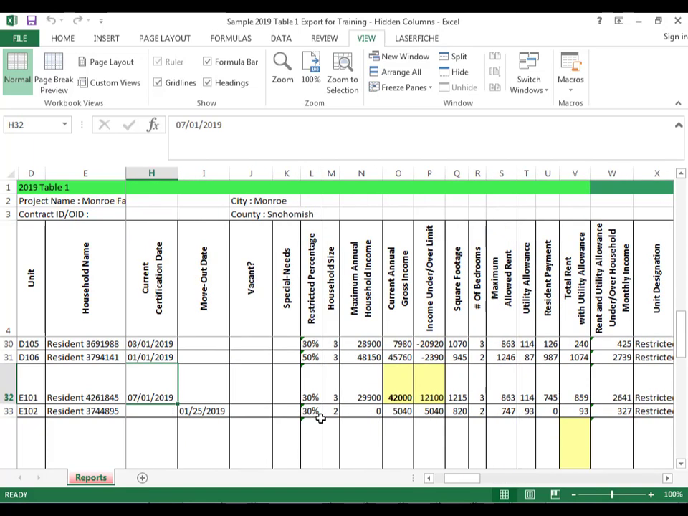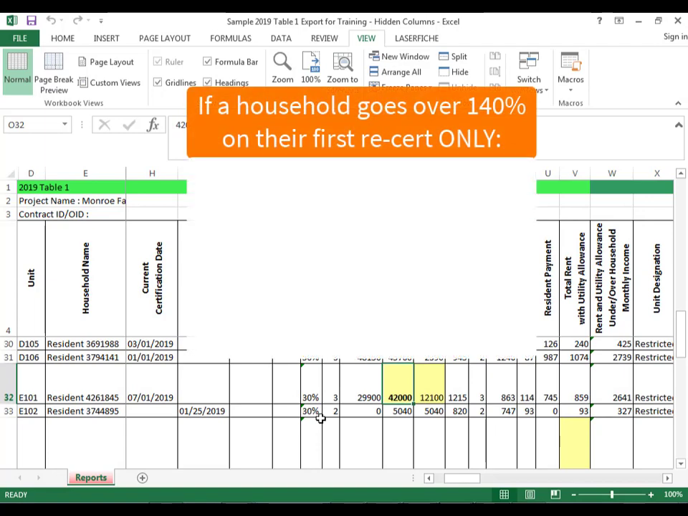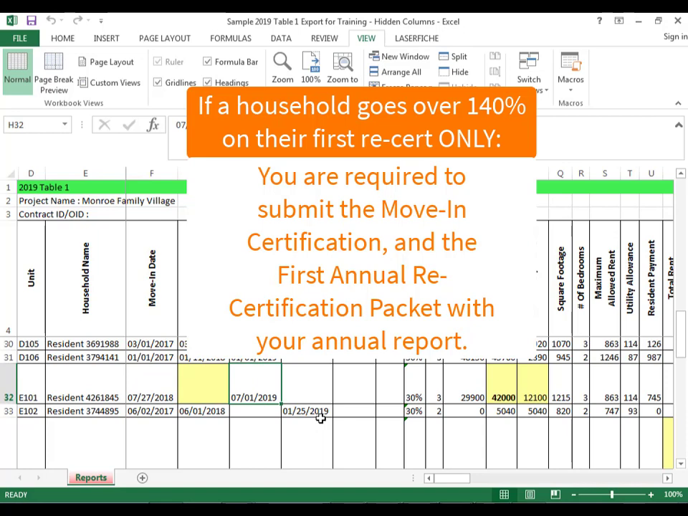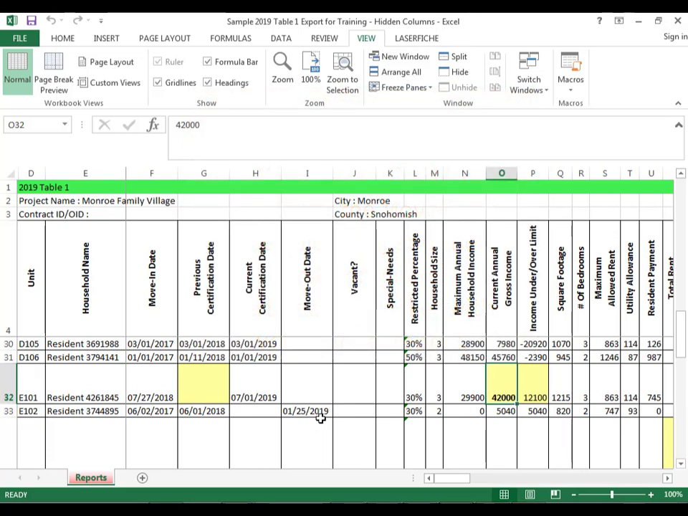If this is a tax credit property that you're doing a report on, if a household goes over 140% on their first recert only, you are required to submit both the move-in certification and the first annual recertification with your annual report. For this resident, that would mean sending the 2018 move-in and the 2019 recertification.